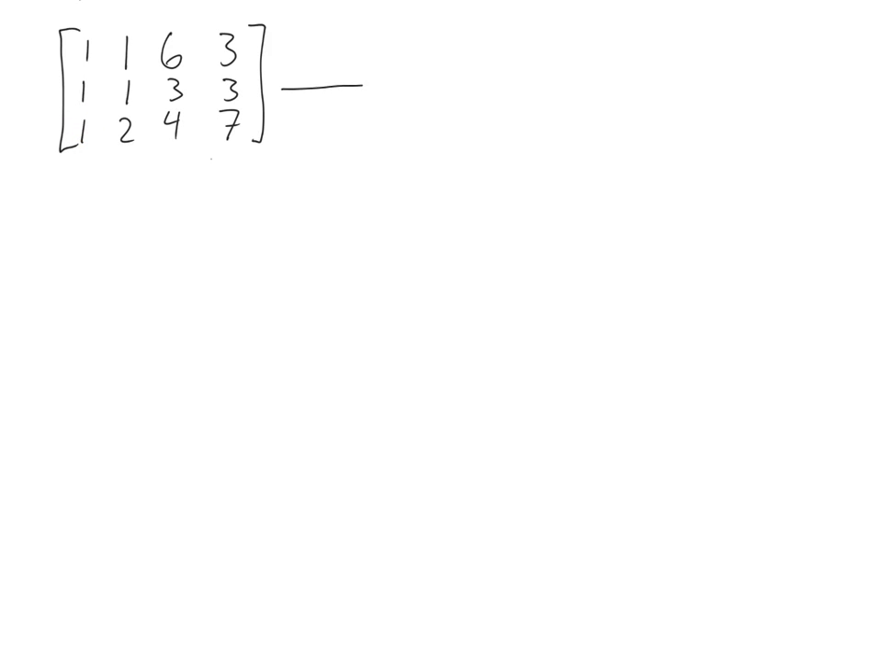So in order to do that, I'm going to take row 3, subtract row 2 from it, and replace row 3 with that. So row 1 stays the same, so we get 1, 1, 6, 3. And then row 2 stays the same, so I get 1, 1, 3, 3. And now I'm going to take this row and subtract this row. So I have 1 minus 1, which is 0. That's what we want here. And then 2 minus 1, which is 1. And then 4 minus 3, which is 1. And then 7 minus 3, which is 4.